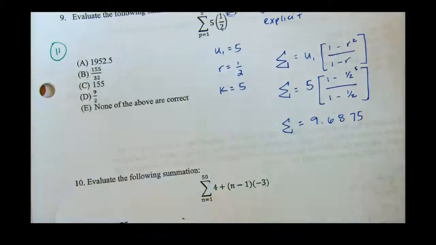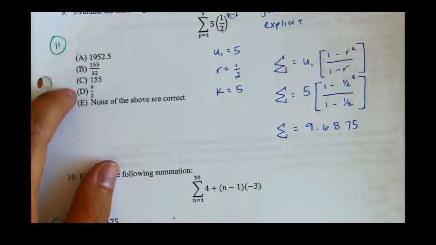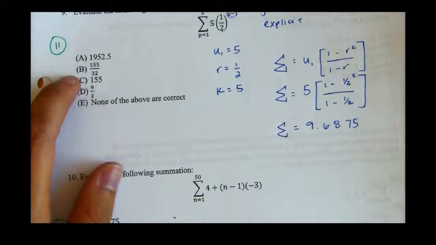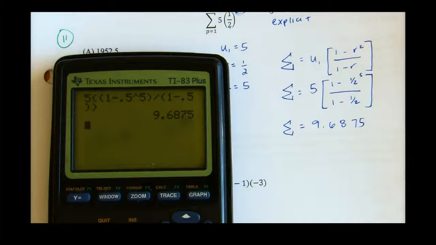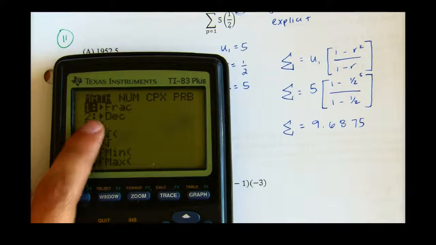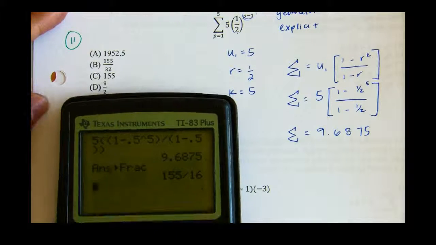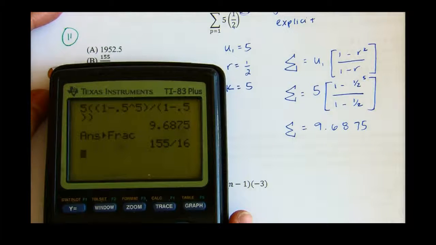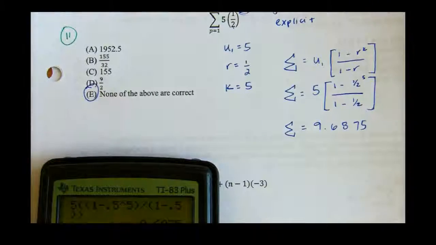9.6875, which if I look at my answer choices right now, none of those match. But some of them are a fraction, so I want to see if I can convert this to a fraction. So I'm going to go math to fraction, hit enter, enter again, and I'll get 155 over 16, which does not match up with any of these choices. So my correct answer is E. None of the above are correct.